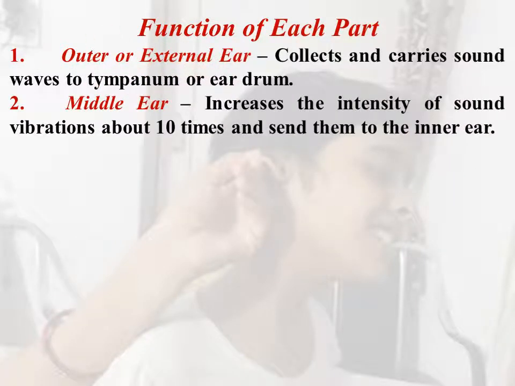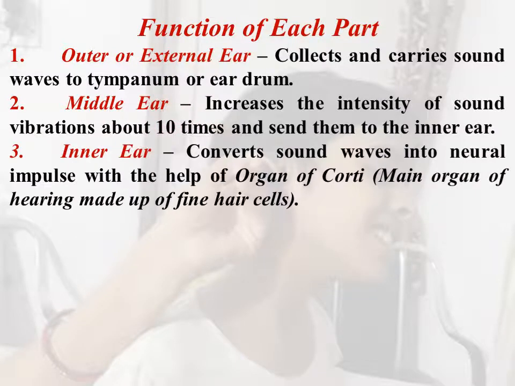Then comes the middle ear. What does the middle ear do? The middle ear contains the tympanum, that is your eardrum, the tympanic cavity, and three bones: malleus, incus, and stapes. So what is the exact function of the middle ear? It increases the intensity of sound vibration about 10 times and sends it to the inner ear. That is the only function of the middle ear, not more than that. It increases the intensity of the sound by 10 times.